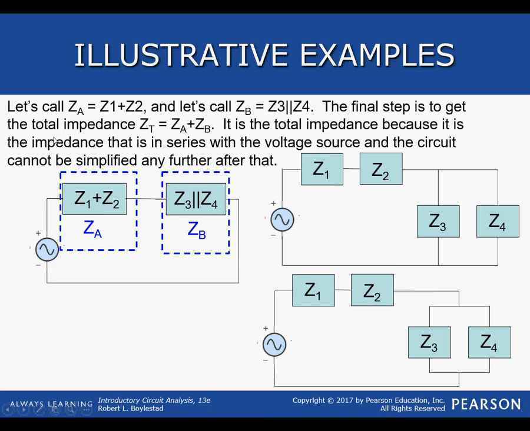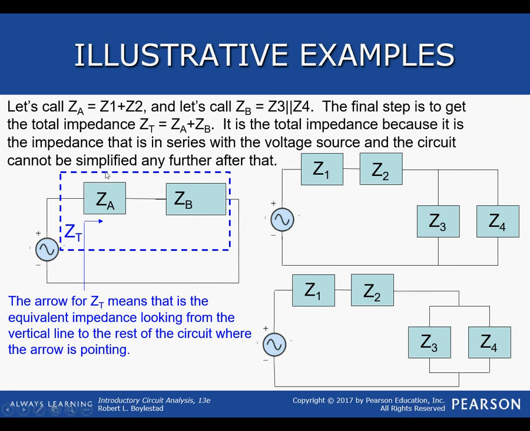So the final step is you can see that ZA and ZB are now in series, so you can add them together to get the total impedance. So total impedance is ZT equals ZA plus ZB. It's the total impedance because it is the impedance that is in series with the voltage source across the source, and the circuit cannot be simplified any further after that.